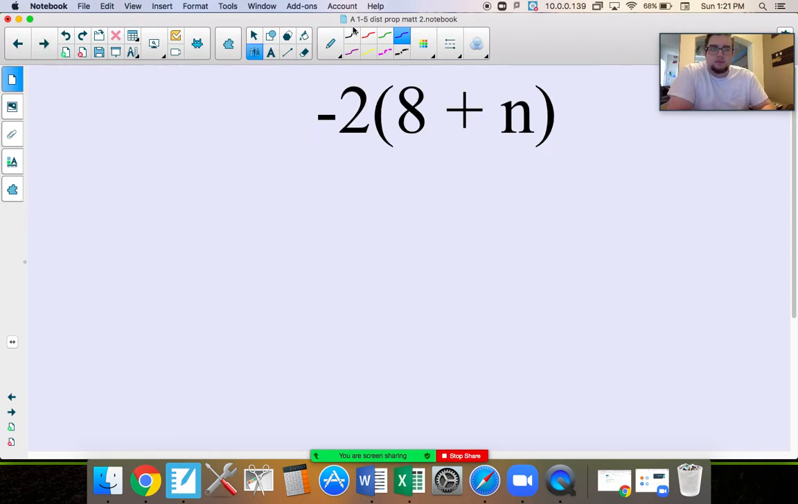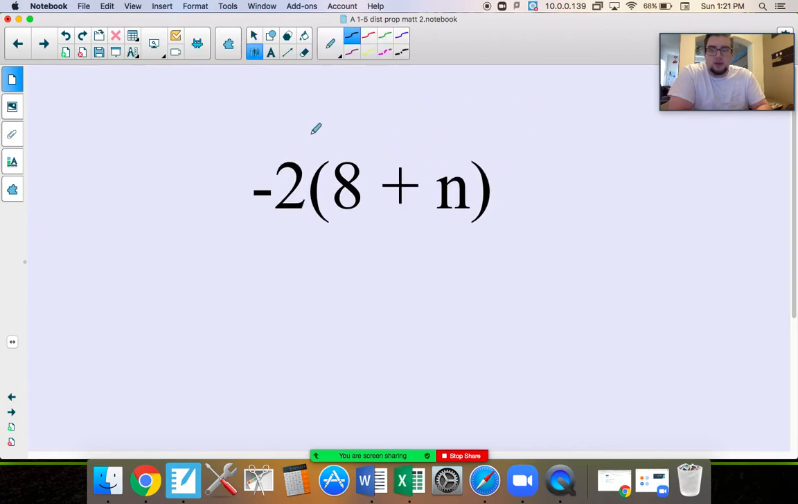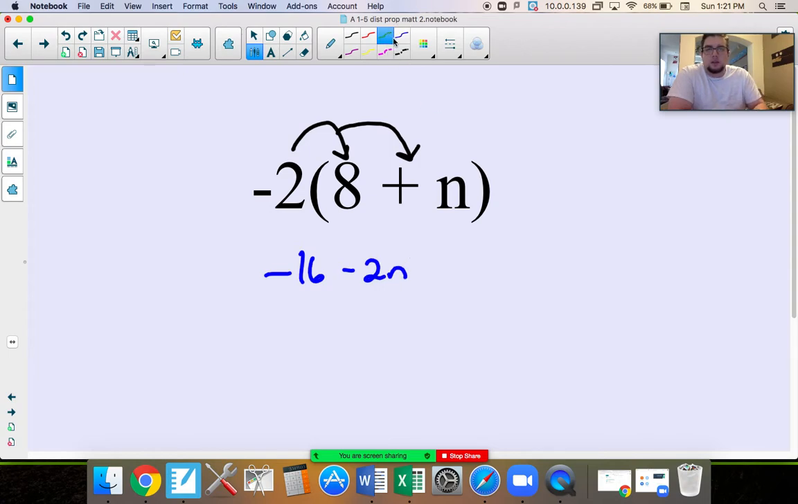Same thing. The negative 2 here, I distribute it. Negative 2 times 8 is negative 16. Negative 2 times positive n is negative 2n. We should rewrite this to have our variable go first. It's kind of mathematical grammar to have your largest power of your variable first, followed by the next power to the next power, ending with your constant term.